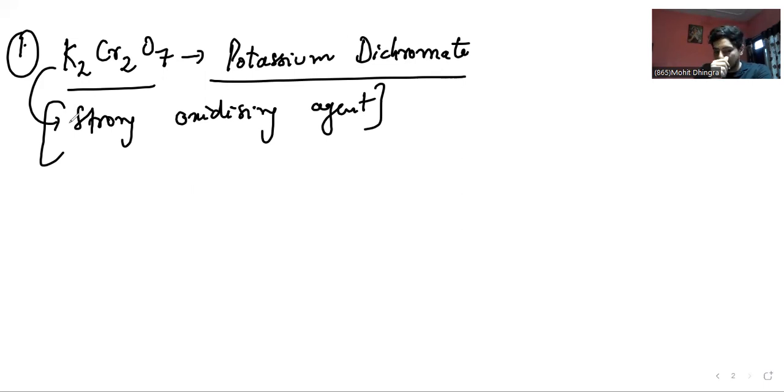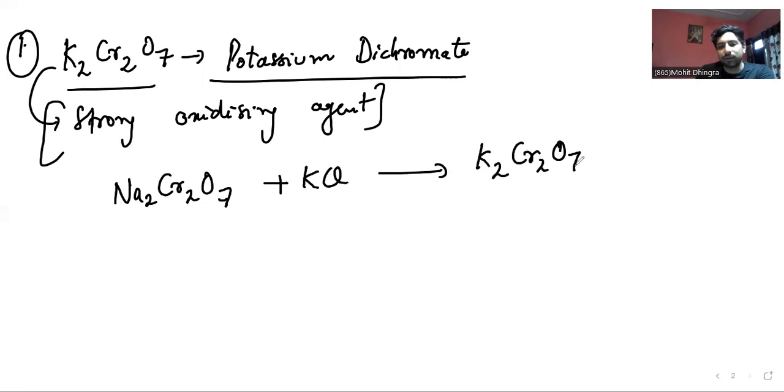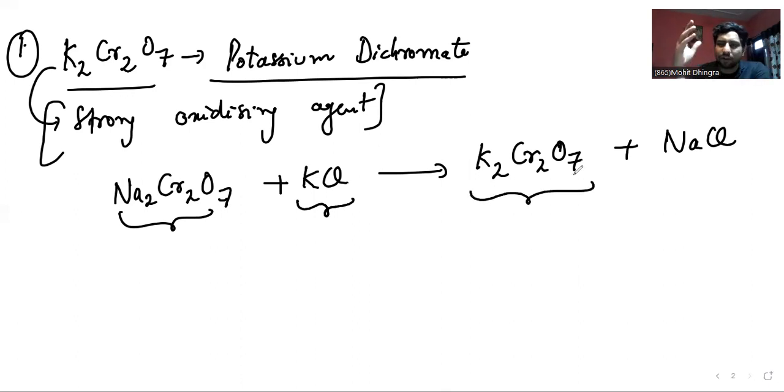Now, how is it formed? Na2Cr2O7 plus KCl gives K2Cr2O7 plus NaCl. In sodium dichromate, you have to add potassium chloride, then potassium dichromate will be formed. There are one or two steps for the formation of sodium dichromate, which you don't have to know, because that's not important. Simply remember this one equation. Orange crystals will be observed when potassium chloride is added to sodium dichromate.